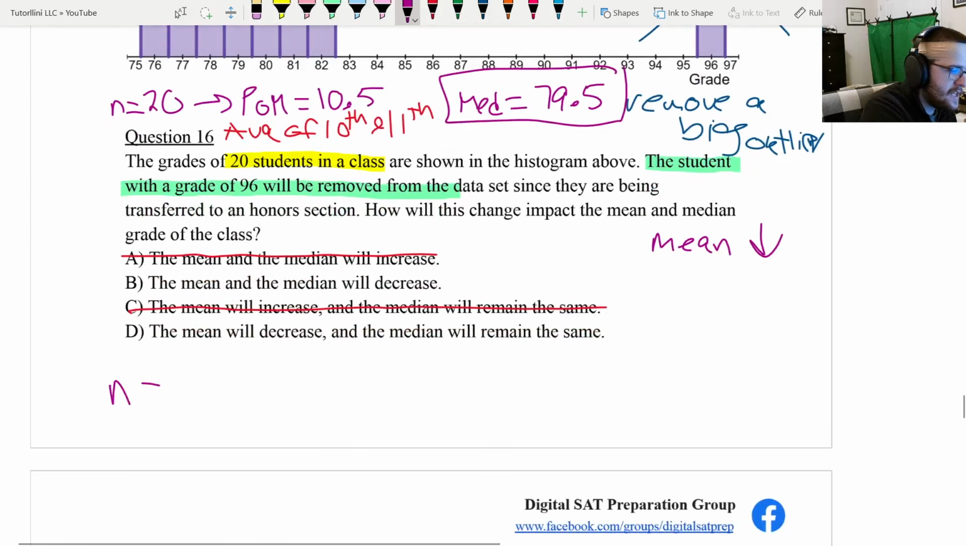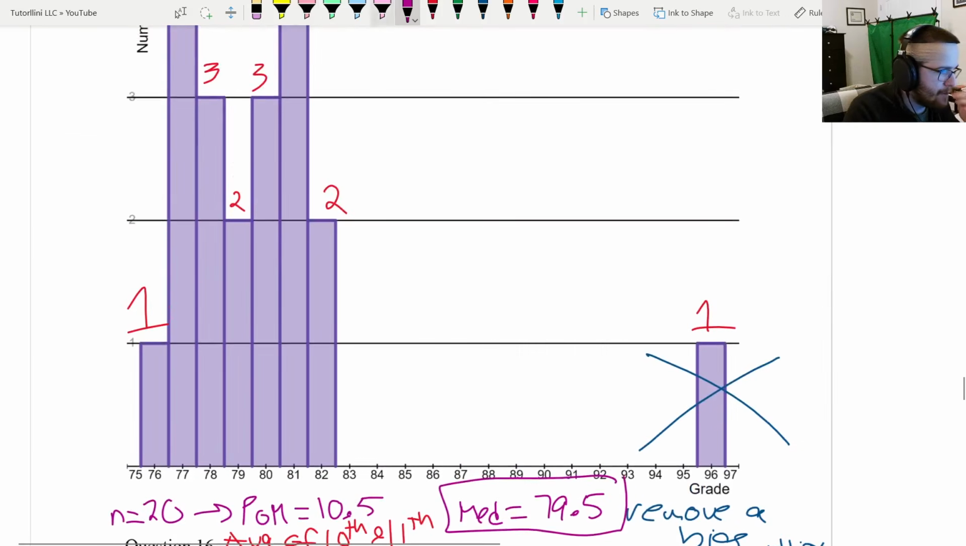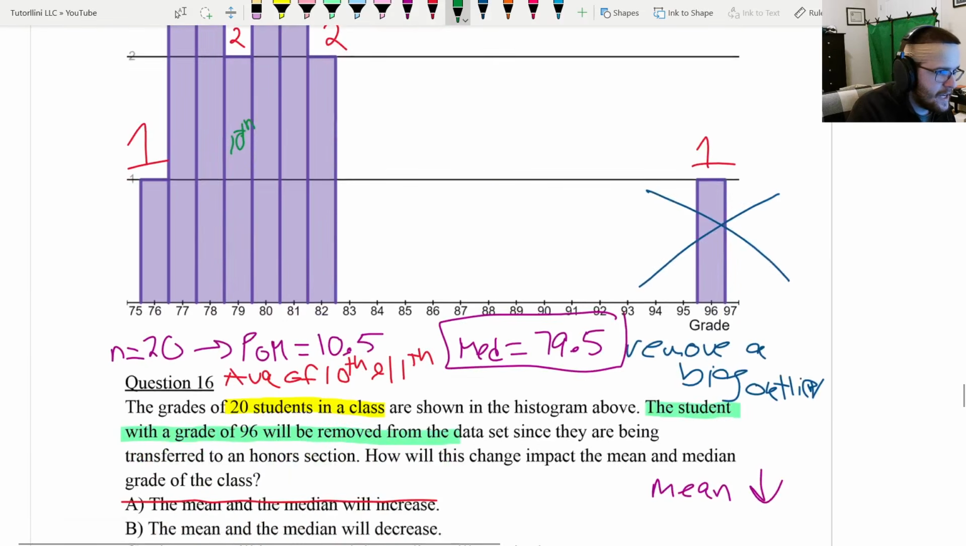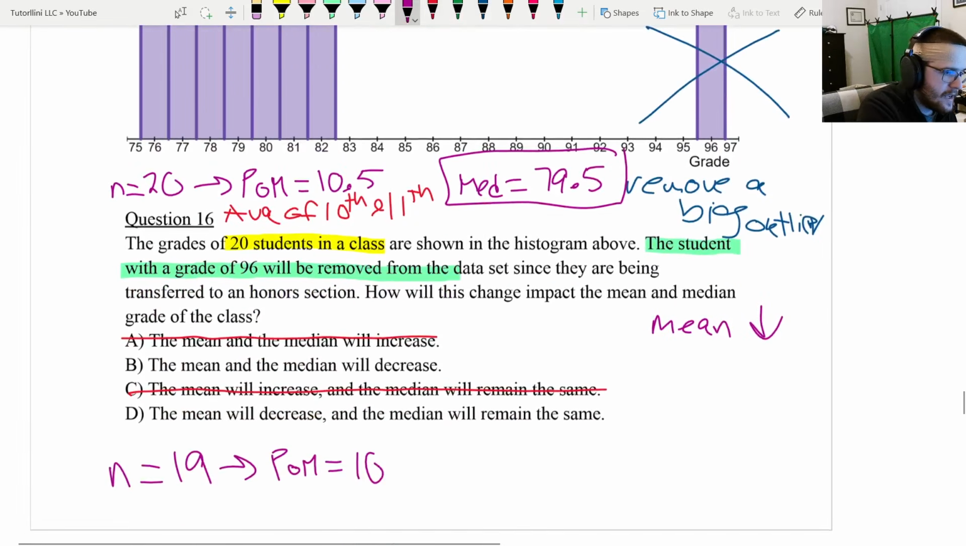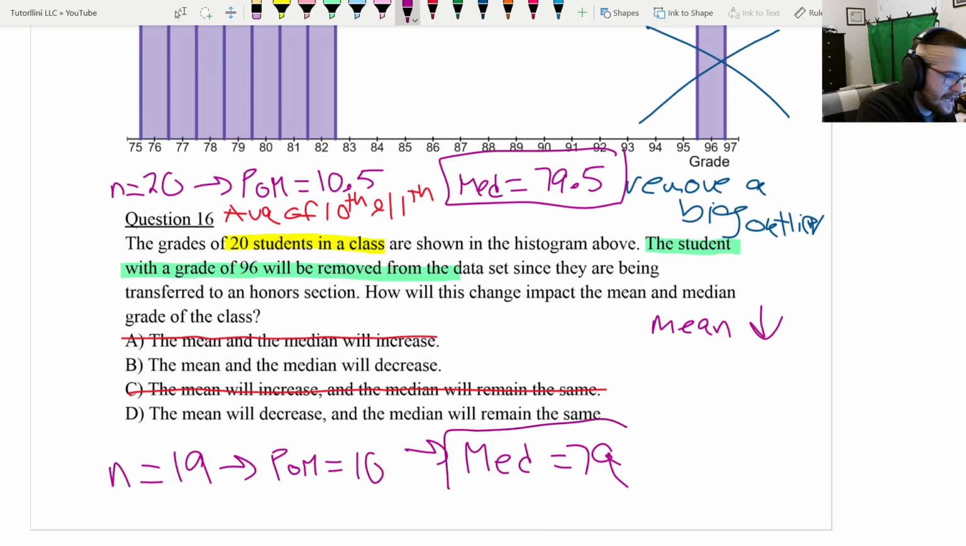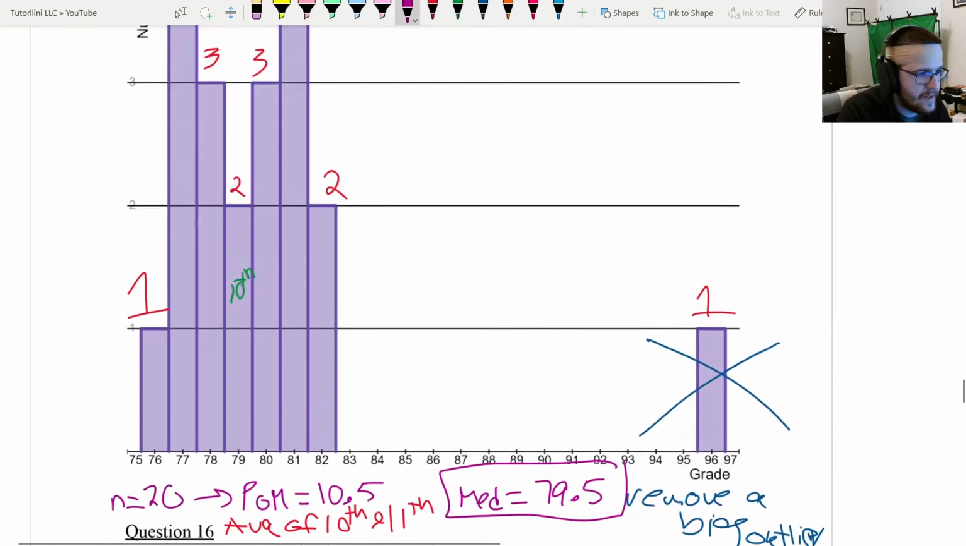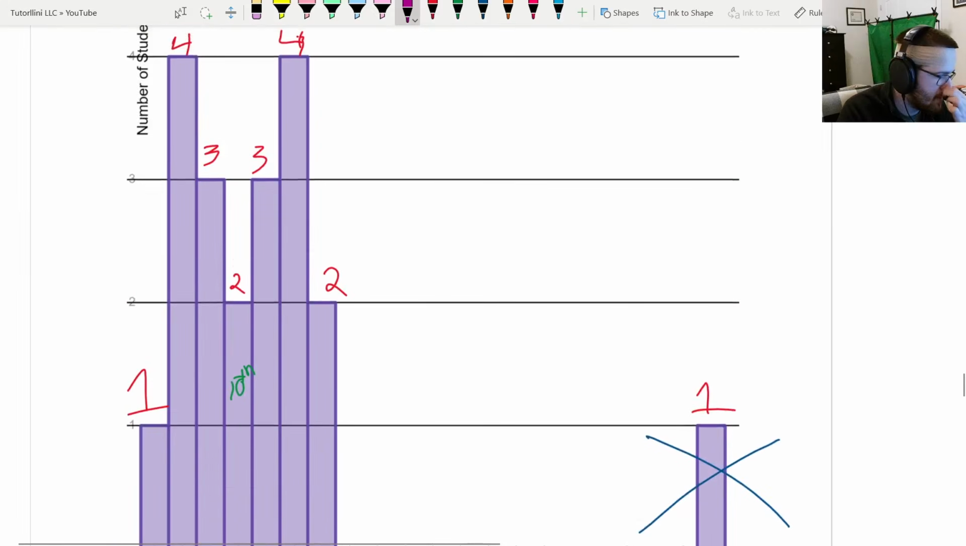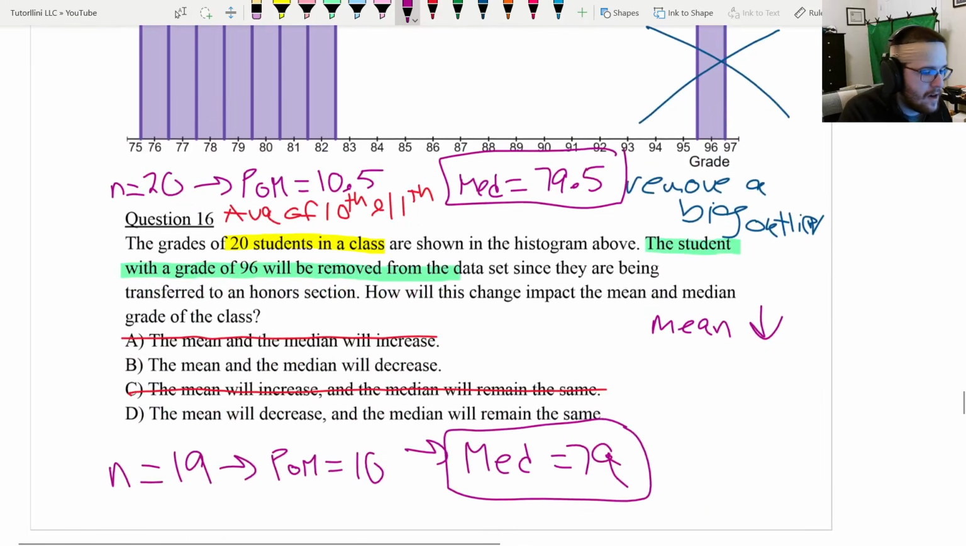So n would be now 19. So the position of the median would be 19 plus 1 over 2, which is 10. And if we add and do that again, we see that the 10th value is still here. And we would get a median of 79. So we got a little unlucky here. The median did just barely go down. If we had more numbers in those boxes in the middle, it wouldn't have changed at all. So the median just coincidentally did go down for this one as well.